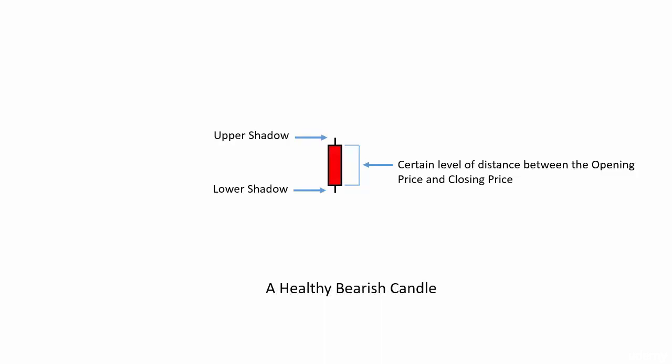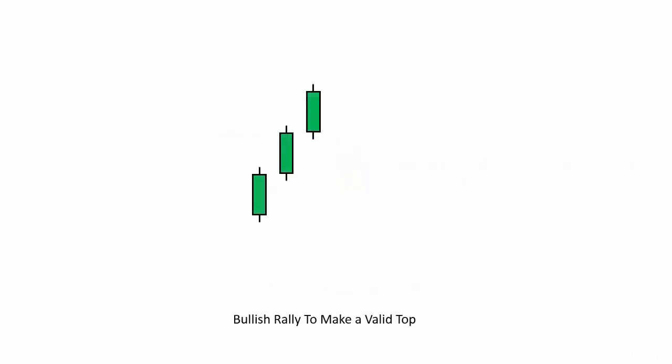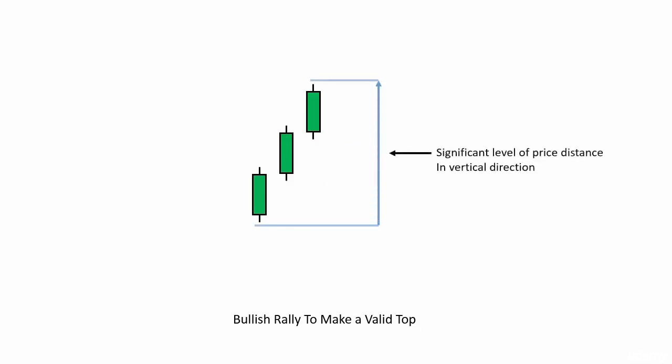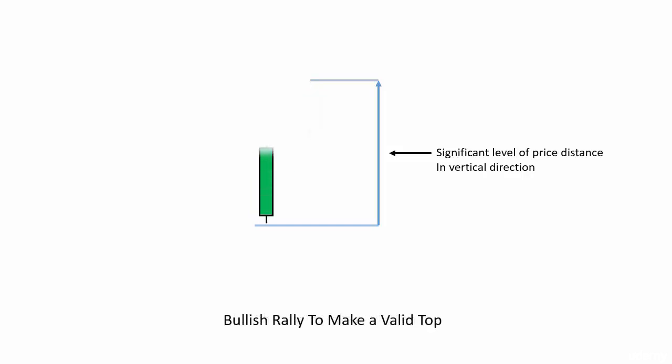The reason we need at least 3 healthy bullish candlesticks to make a valid top is because whenever 3 healthy bullish candlesticks form, price goes up and creates a significant level of price distance, which shows the validity of that rally. Now, the same price distance can be achieved by 4, 5 or more small and unhealthy candlesticks too. These setups also make a valid top. The thing we need is just the price distance from a bottom to top.